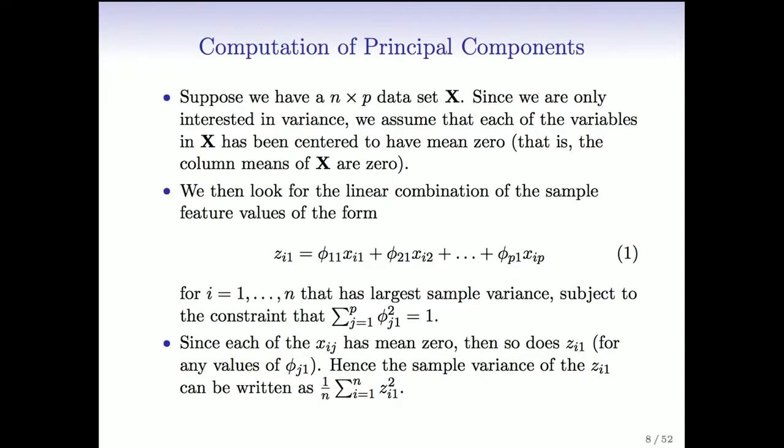Okay, so how do we actually compute the components? Well, now suppose we have our data, which is n by p features, the X matrix. And now since we're only interested in the variance, we can center the variables to have mean 0, right? We don't care about the mean, we're just worried about the variance. So in other words, specifically, we make the column means of X 0. And then we want to find the combination of the variables that has the highest variance. Remember, highest variance under the constraint that these loadings have sum of squares 1.